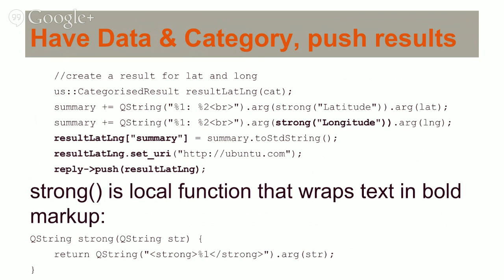And then reply push, and I push the result lat long. So that pushes this result. This result knows what category it is, and it pushes it back up, and boom. That's all I need to do to hard code a result and push it. I do this a few more times.